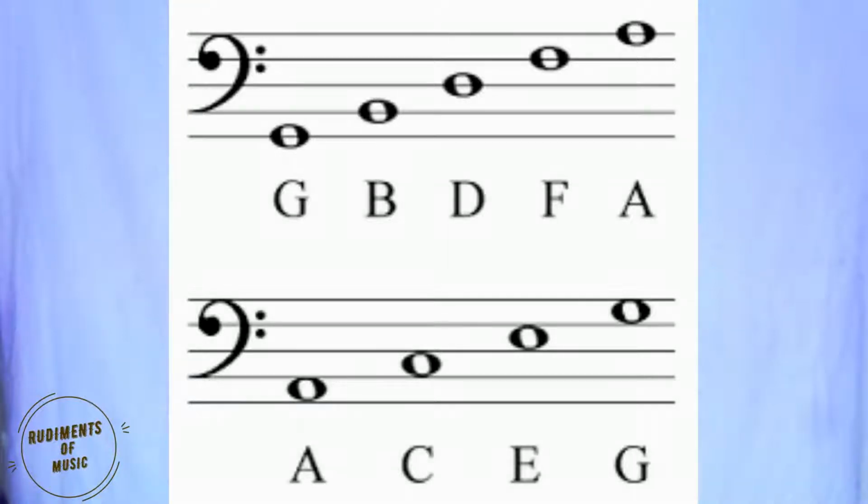The first line at the bottom is G. The second line next to it is B. The middle line is D. The fourth line is F. While the last line is A. G, B, D, F, A. Alright, so that's for the line.